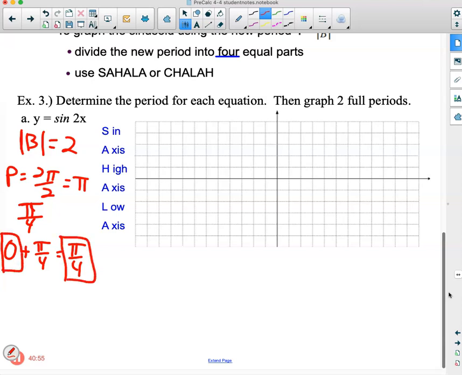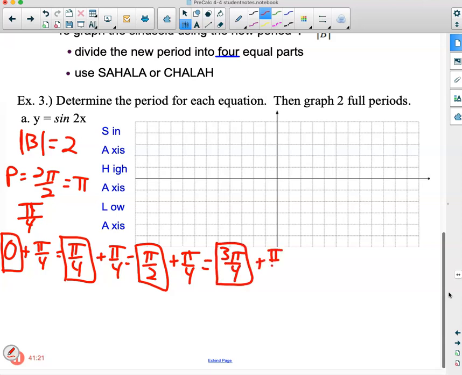So we've got to graph 0. We have to graph pi over 4. Well, that's not enough. We need more. So we'll add another pi over 4 and get 2 pi over 4, which is pi over 2. So that'll be another increment that we need to graph. And we'll graph another pi over 4, keeping in mind that that was 2 pi over 4 before we reduced it. And that'll give us 3 pi over 4. And one more time, so that we'll get 4 pi over 4, which is 1 pi.